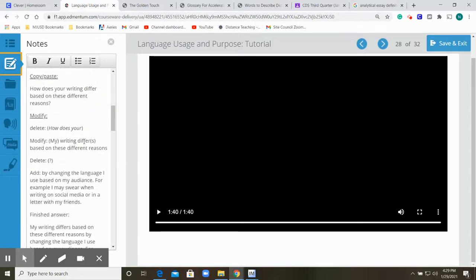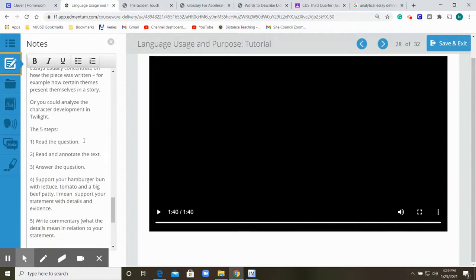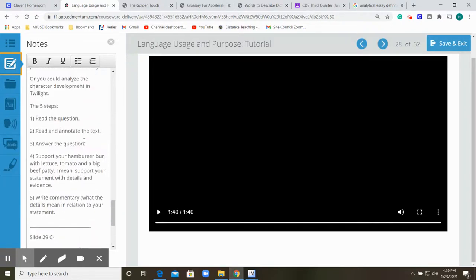So, in my notes, and I know you're not as nerdy as I am, and you would probably never write these down, but things like steps really help me. So I wrote down the 5 steps. Read the question. Very important. Read and annotate the text. We learned how to do that in one of the previous lessons.